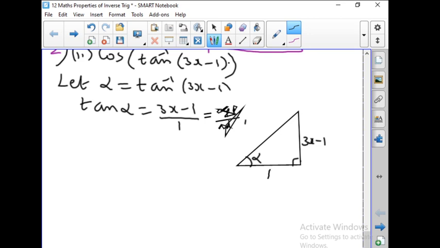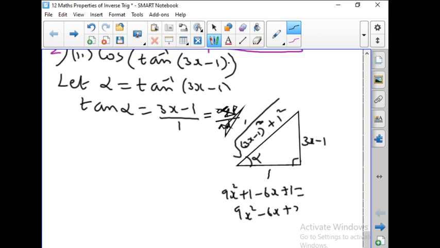Now what about the hypotenuse? Hypotenuse is square root of (3x minus 1) the whole square plus 1 square. When you expand this, what do you get? Root of 9x square plus 1 minus 6x plus 1. So it is equal to root of 9x square minus 6x plus 2.